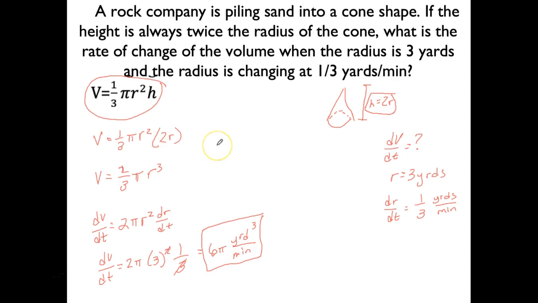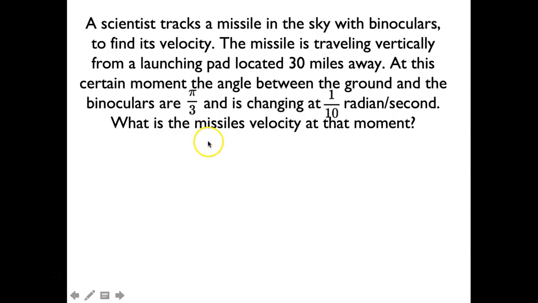Okay, I got one more example. The reason why I have this one as an advanced one is because we will be dealing with angles, okay? And we have not dealt with angles yet in terms of related rates. So a scientist is tracking a missile in the sky with binoculars to find its velocity. The missile is traveling vertically from a launch pad 30 miles away. Okay, so we got some launch pad. We're going to say it's 30 miles away.